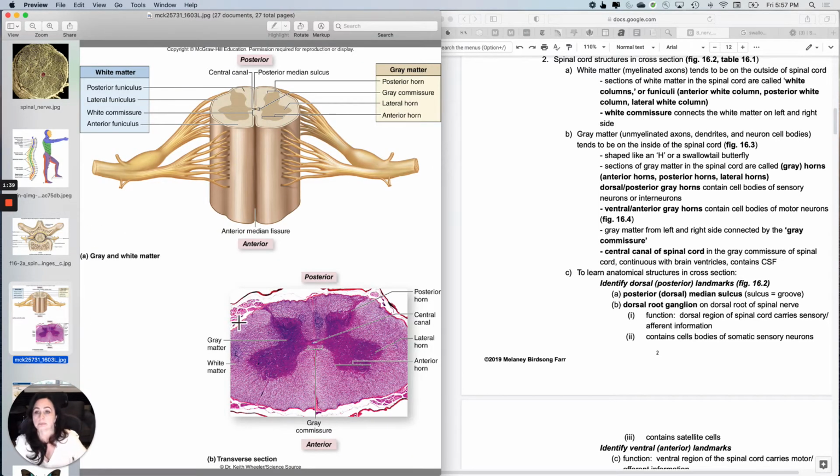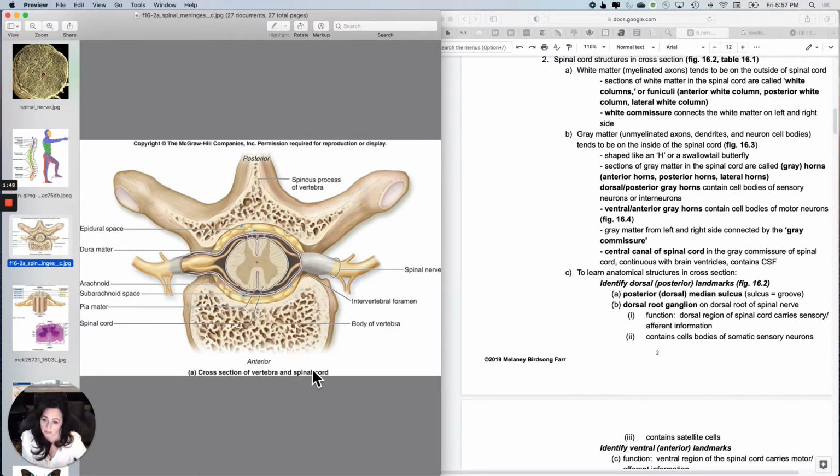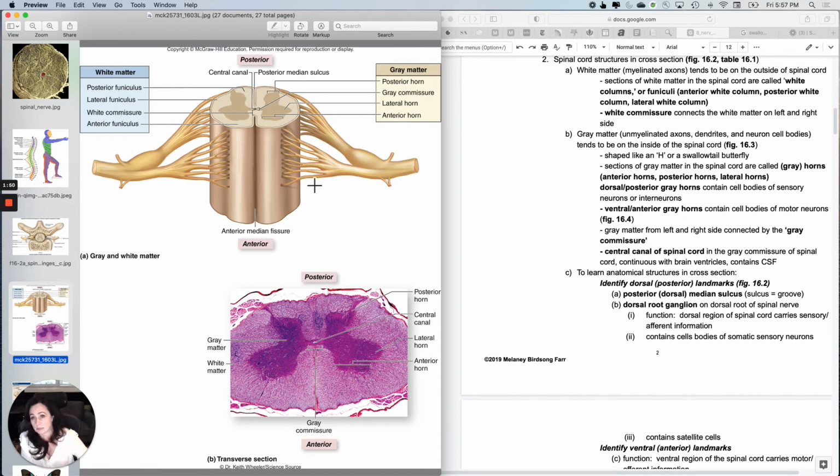If you were looking at a real spinal cord, this fissure on the anterior side, close to the body of the vertebra, is actually deeper. So it's called the anterior median fissure. And the posterior one is more shallow, and it's called the posterior median sulcus. Not super obvious from these pictures, so I wouldn't use that one.